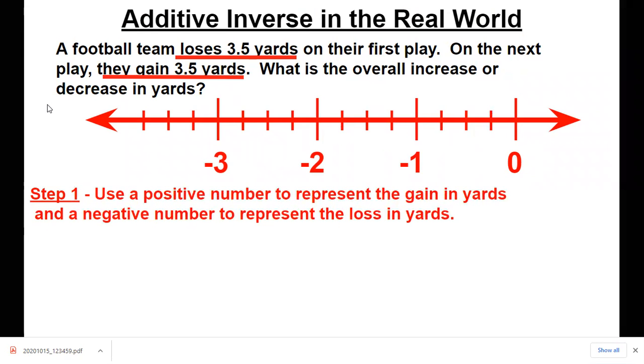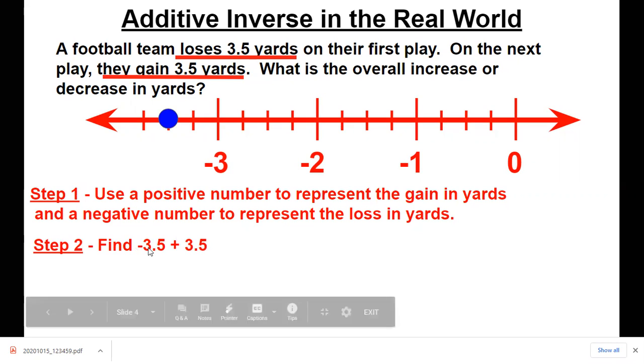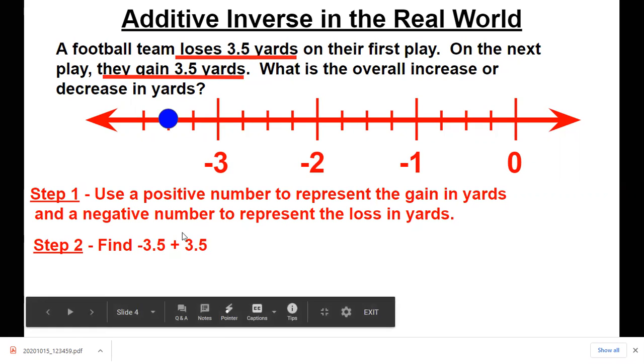Okay, step 1 is to use a positive number to represent the gain in yards and a negative number to represent the loss in yards. So there we are at -3.5 because that's the loss in yards. And we're going to have to jump 3.5 in the direction of the right side because -3.5 is the loss. +3.5 is the gain. So how would I jump 3.5 to the right?